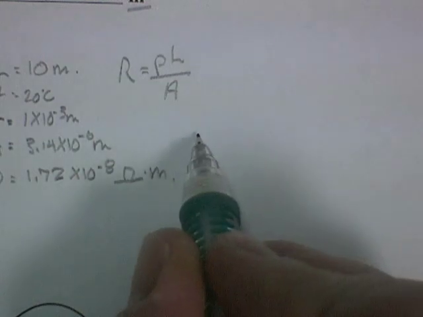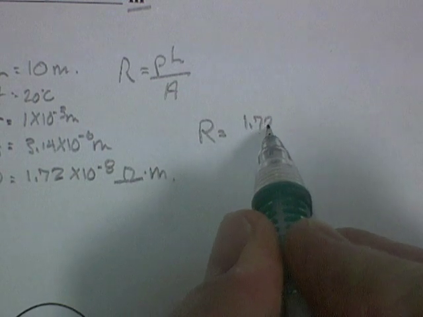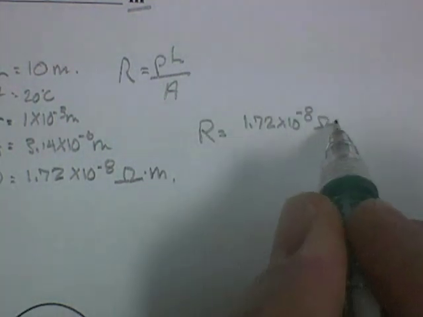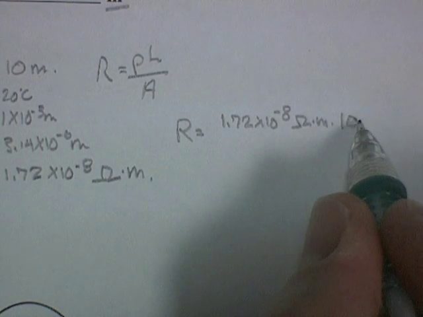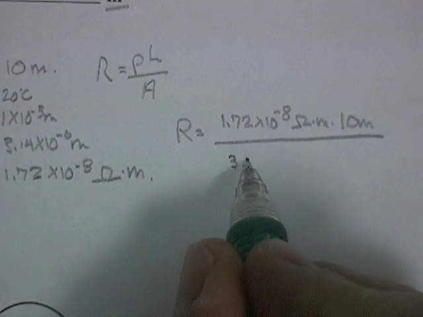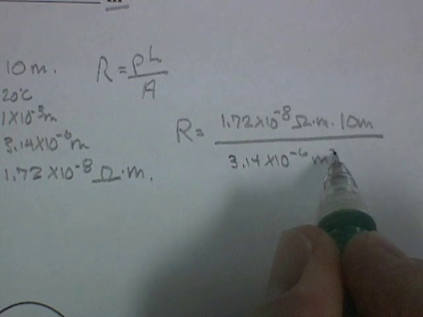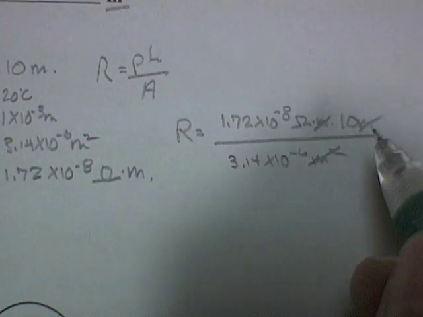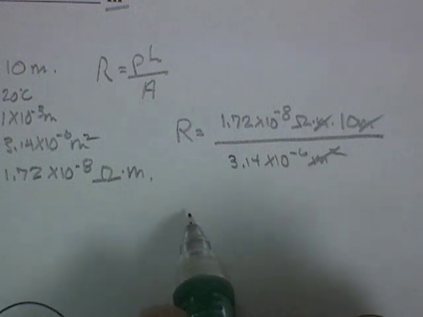Now let's plug into the equation. Resistance is equal to 1.72 times 10 to the negative 8 ohm meters times the length, which is 10 meters, divided by the cross-sectional area, which is 3.14 times 10 to the negative 6 meters squared. I keep forgetting to write that. But it's important because meters squared cancels these out. I'm left with units of ohms, and that's what I'm looking for, in ohms.